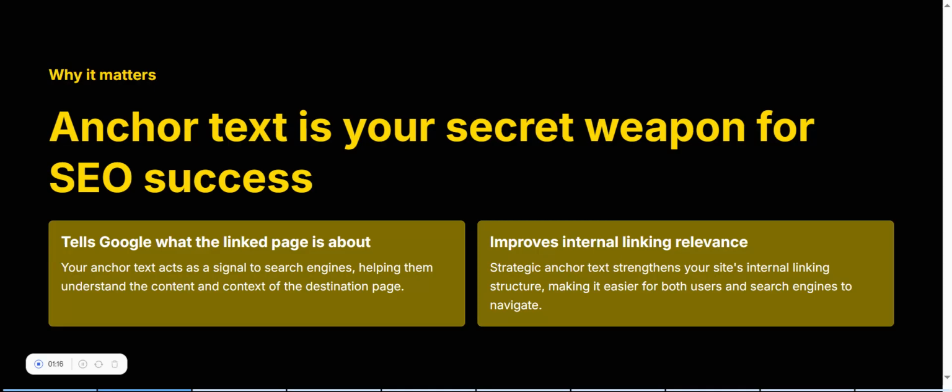So the next thing is that it improves internal linking relevance. Strategic anchor texting strengthens your site's internal linking structure, making it easier for both users and search engines to navigate. So, a structured site is more likely to be successful at SEO than a site that isn't structured. And one of the best ways to properly structure your site is internal linking. And one of the best ways to properly structure your internal linking is anchor texting.